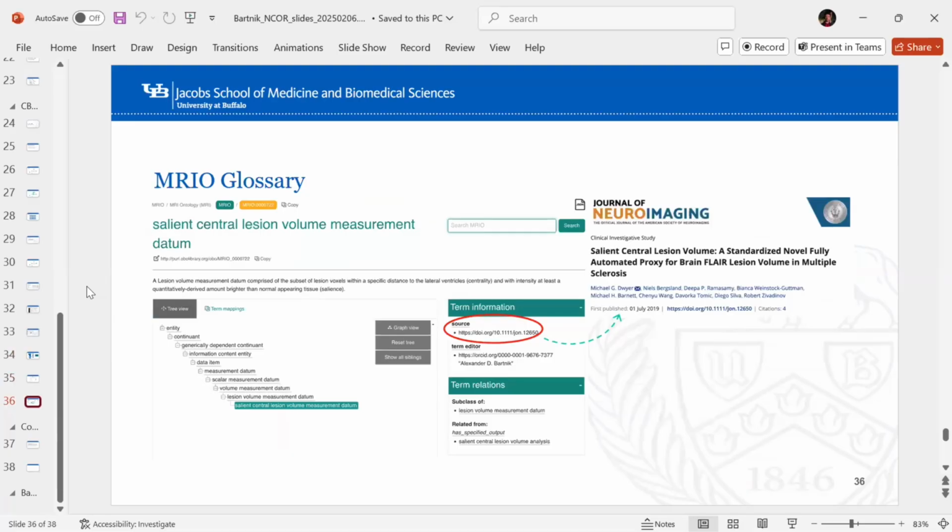And then finally, we also used MRIO as the glossary for the statistics portal for the platform. So anyone who wanted to know any little bit of data that you would derive from the platform, there's a nice link that you can click that will take you to the definition for it in the ontology, as well as some of the other related terms. So for example, if you were looking at lesion data in the platform and you don't necessarily know what salient central lesion volume means, you can click on it, and we have a nice link to the paper where this data was first introduced, as well as a full definition of it.